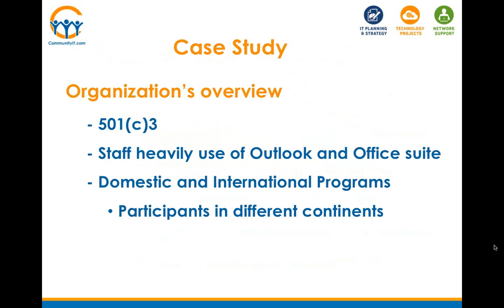This organization was a 501c3, so they qualify for the nonprofit pricing, so the premium was not a factor in their decision. So that is important to know. The staff here uses Outlook and the Office Suite very heavily. This organization also runs domestic and international programs, and they have participants on different continents, and these participants need to access email via Outlook Web Access.